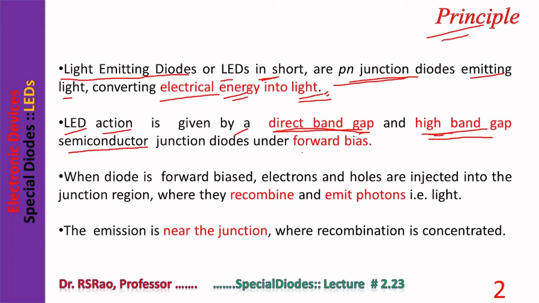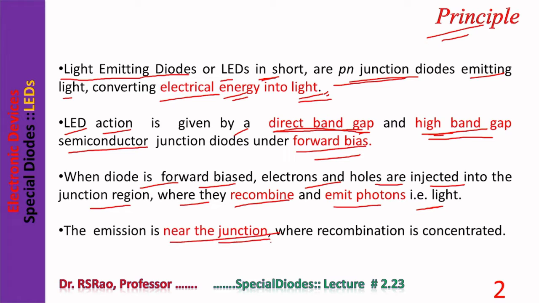And LEDs function, they emit light, when they are forward biased. When the diode is forward biased, electrons and holes are injected into the junction region where they recombine and emit photons, light. The emission is near the junction where recombination is concentrated. So light emission is near the junction.